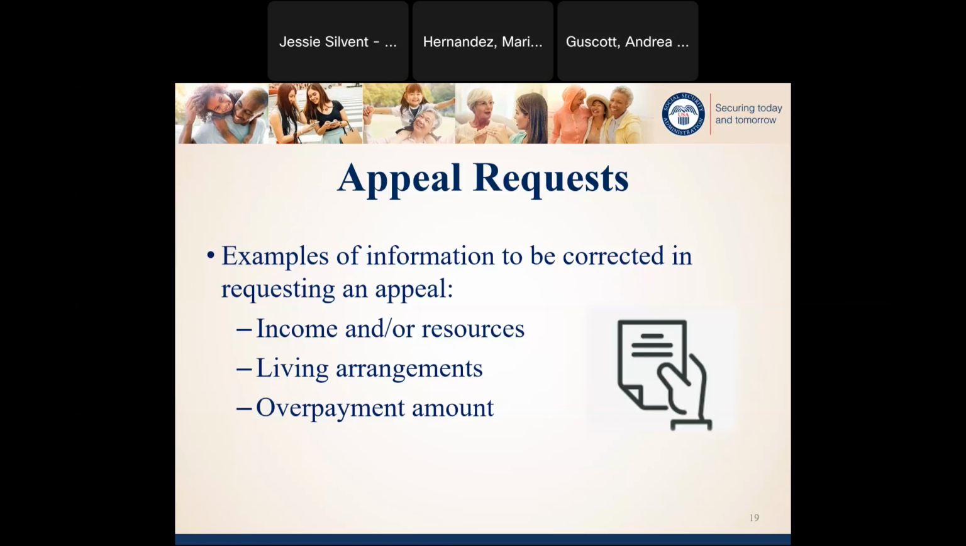The overpayment amount itself can also be appealed. Let's say someone was overpaid while receiving SSDI benefits because our records show they earned above the allowable monthly earnings limit for 5 months of the year, but they have pay stubs that show they only earned above the limit for 3 months. We can reduce the amount of the overpayment with supporting evidence of that.